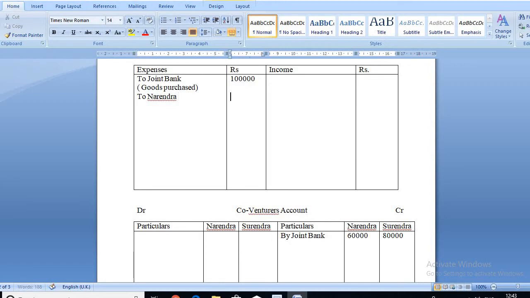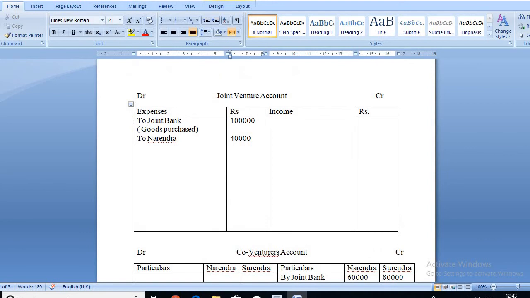40,000. So the debit aspect is over. Now we have to do cross posting, the other entry for the same transaction.